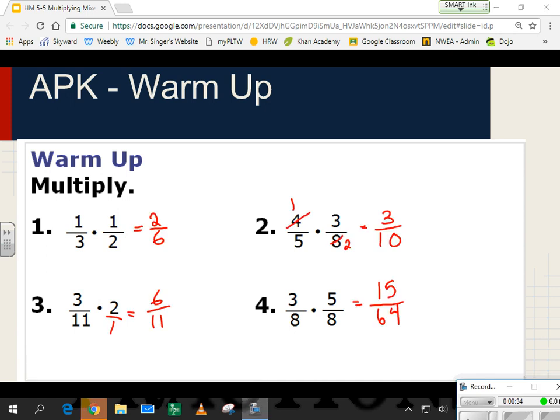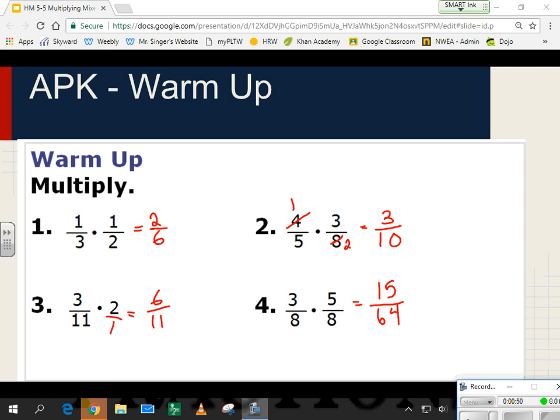Here are the answers to your warm-up. You can see for number 2, I actually cross-simplified, and I saw that 4 divided by 4 gives you 1, and 8 divided by 4 gives you 2. So I was able to abbreviate that there. So hopefully you got the same answers, and hopefully yours were all simplified.